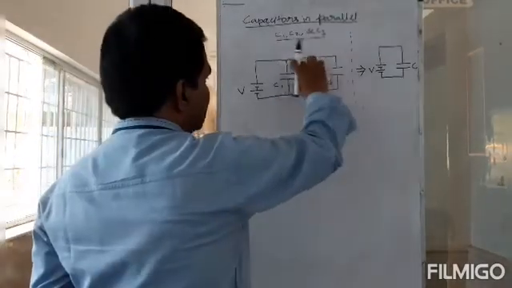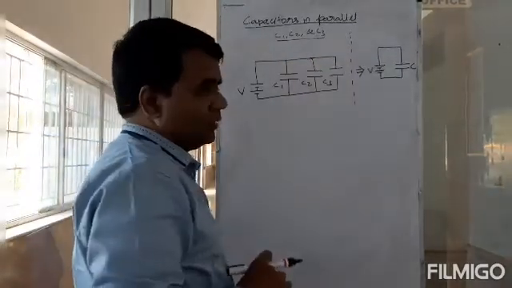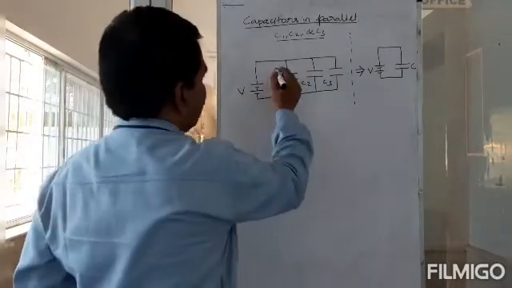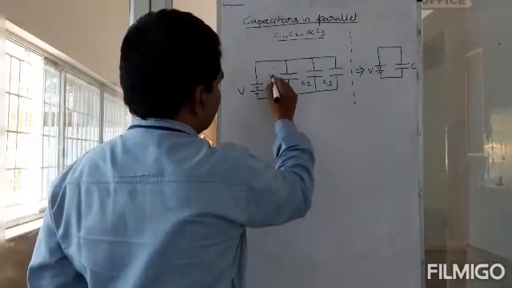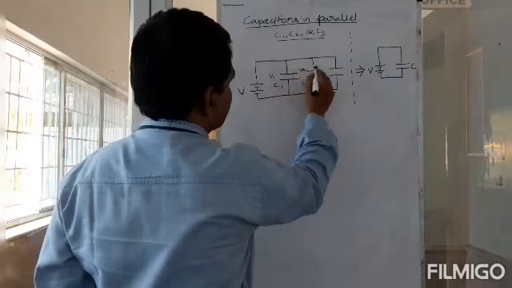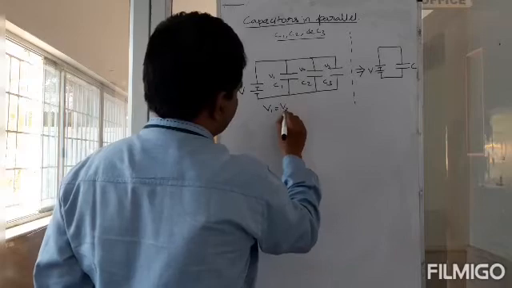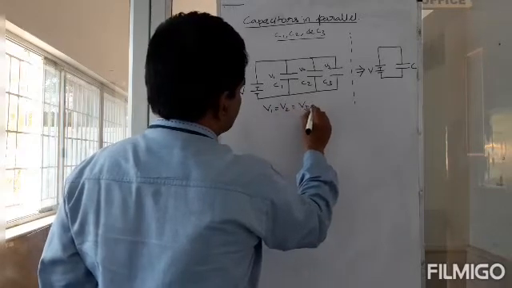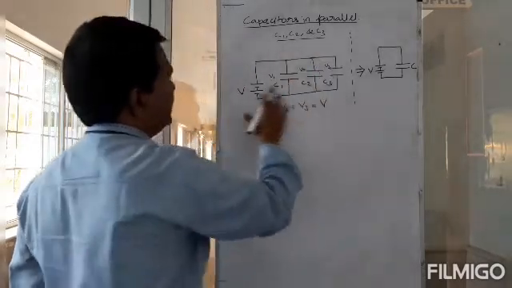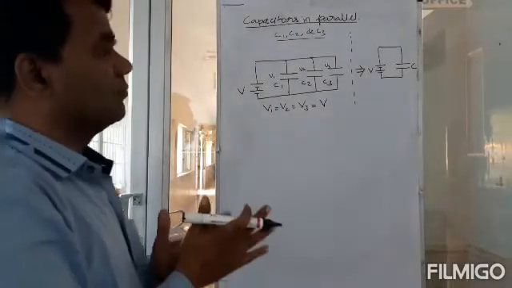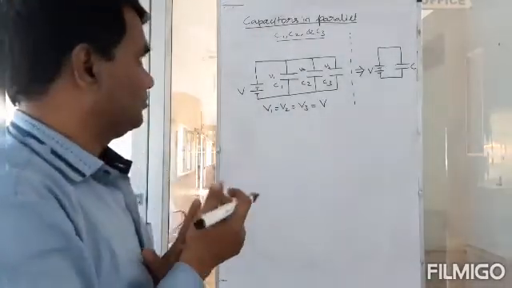Okay, so these are parallel, so the voltage across them will be the same. So if you call this V1 voltage, and if this is V2, and then this is V3 voltage across this, I know that V1 is equal to V2 is equal to V3 is also equal to V. Okay, it's the same thing.